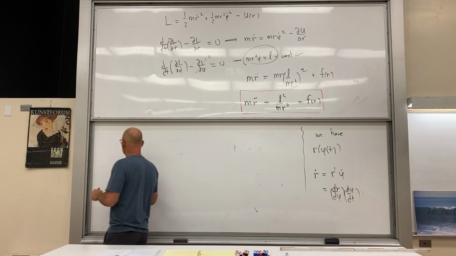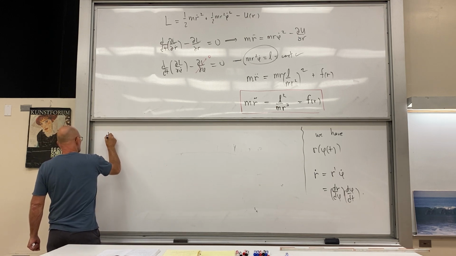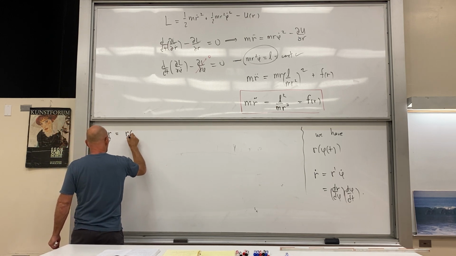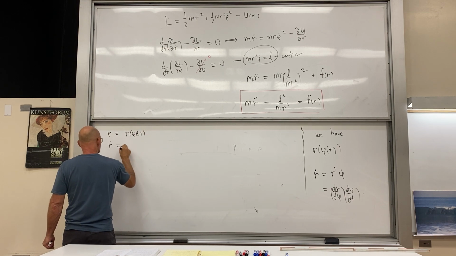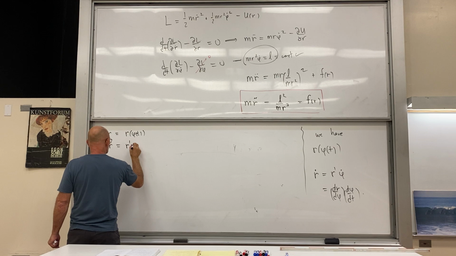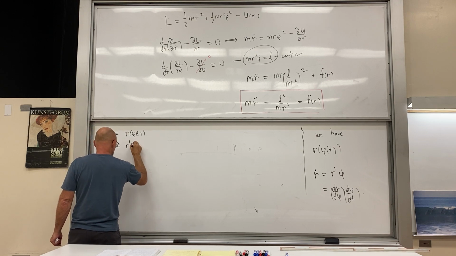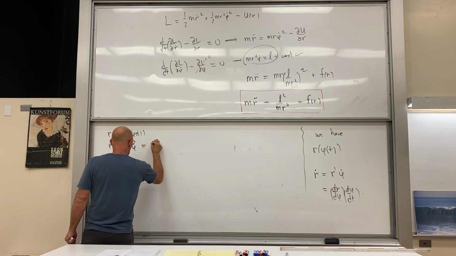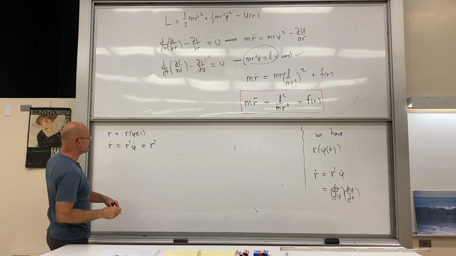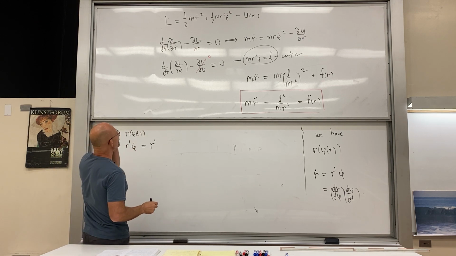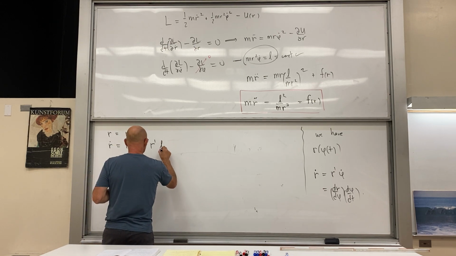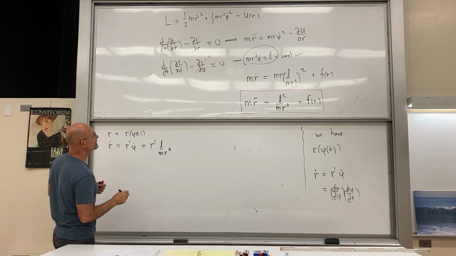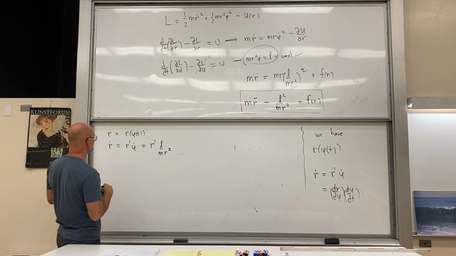So now, r equals r of t. R dot is equal to r prime of phi of t times phi dot. But that's r prime, which is dr d phi, times the phi dot that we have here, which is L over m r squared. Okay, that's the phi dot.